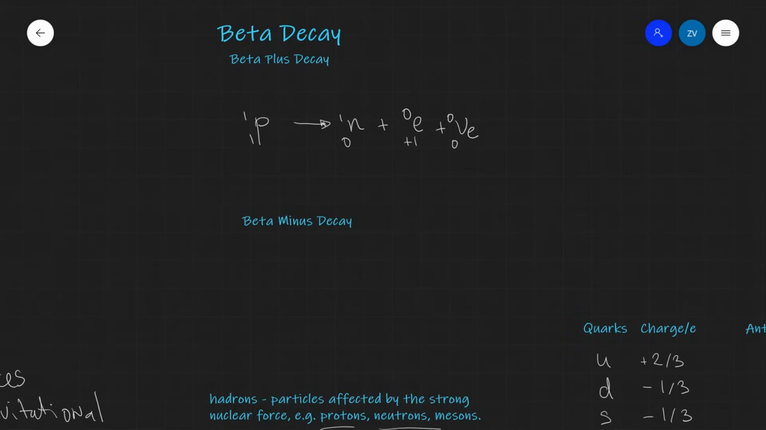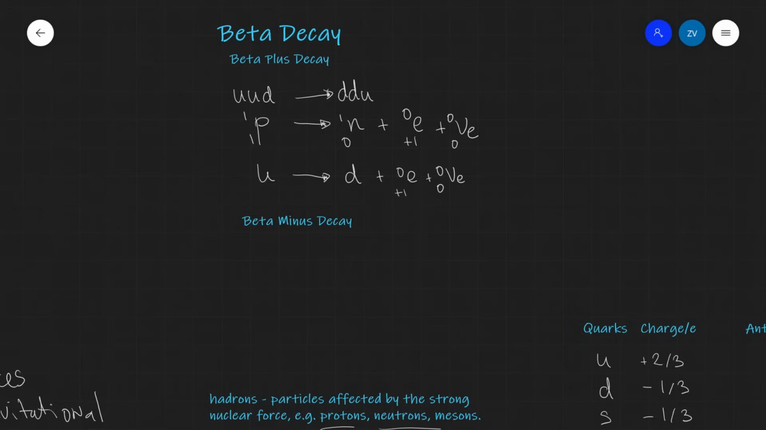Remember the quark composition of the proton. So a proton was an up, up, and down quark, which is now turned into a neutron, which is a down, down, and an up quark. So in this beta plus decay, what we actually have is one of those up quarks has turned into a down quark. So another way of writing down the beta plus decay equation in terms of quark composition is an up quark, which turns into a down quark, plus we get a positron and a neutrino.